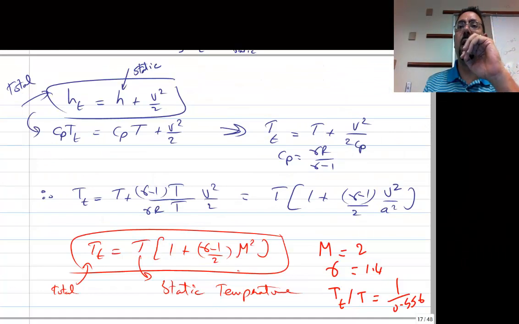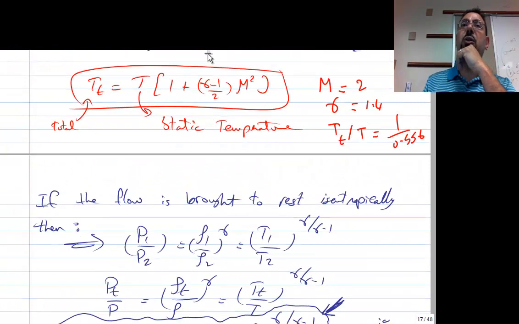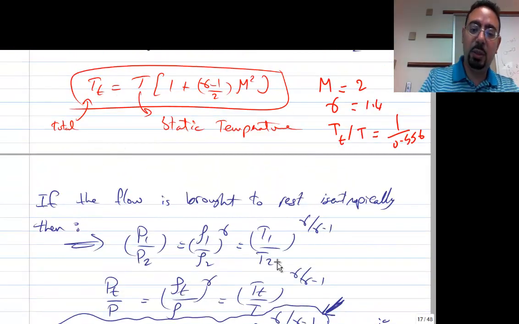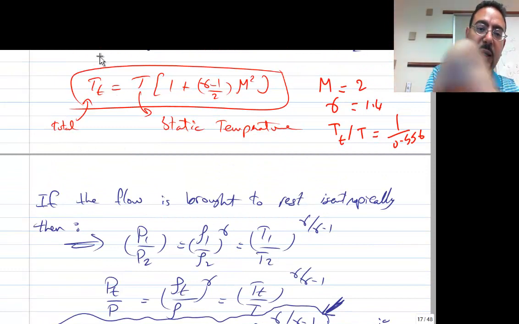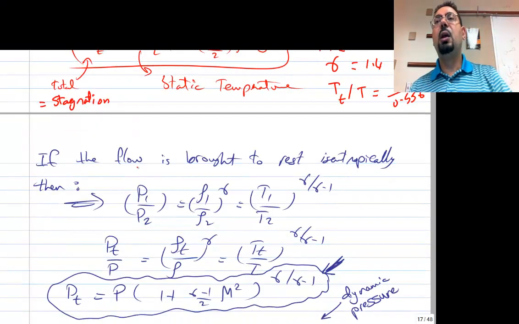Very good. So that's our stagnation temperature and our static temperature. Static, stagnation, right? Again, I'm calling it total, but total and stagnation is the same. He said you can use that. All right.